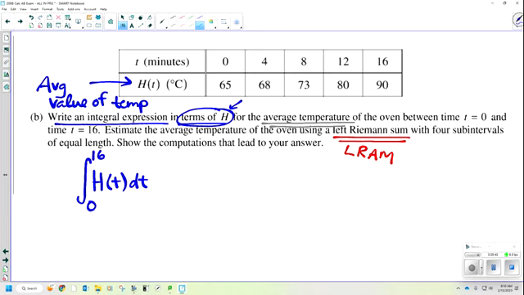But again, and I can't stress this enough, don't forget this because this will pop up. Whenever they want the average value, this just sums everything up. But to make it an average, I need to multiply by 1 over the difference in my bounds. This right here is an integral. We just wrote an integral in terms of H, because we have H of T, for the average temperature of the oven between times 0 and T minutes. Perfect. We're done with that first part.